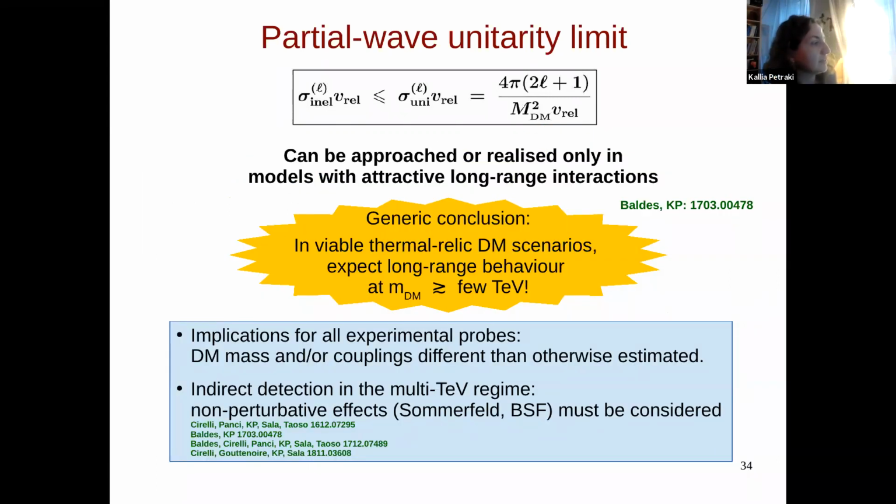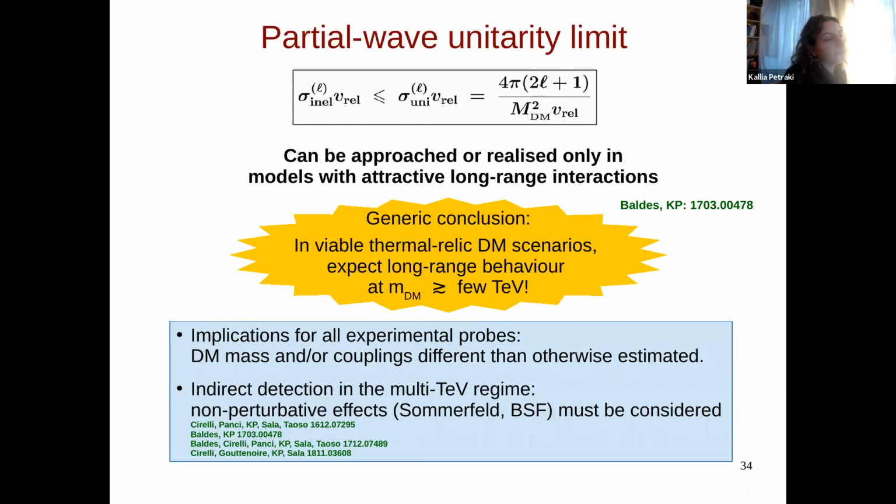But the most important conclusion here is that we see that in viable thermal-relic dark matter scenarios, to reach the unitarity limit, which is at around 100 TeV, the interactions must manifest as long range. This is what the upper limit of the cross-section tells us. And if this behavior appears at the 100 TeV regime, then it will also appear a bit below that. It will appear at 10 TeV or a few TeV, because of course the cross-sections vary in a continuous manner with the parameters. And so this means that in viable thermal-relic dark matter scenarios, we should expect long-range behavior at the multi-TeV regime. Exactly where the long-range behavior appears depends on the model, but this is where we should expect it. And this, of course, is important for dark matter production in the universe and all the experimental signatures of dark matter.